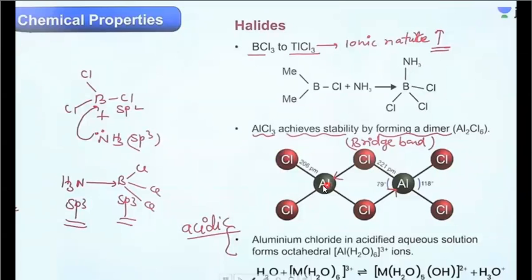If we are talking of AlCl3, again it is behaving like a Lewis acid. Its octet is not complete, so it is ready to accept a pair of electrons. So what happens?